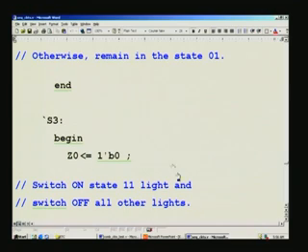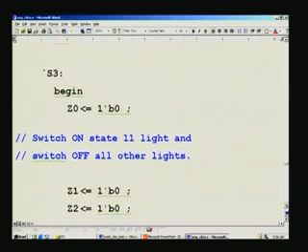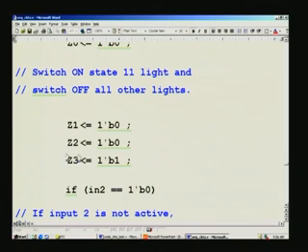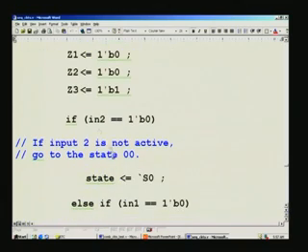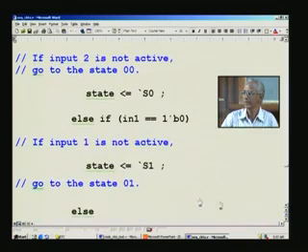So, it is similarly processed for S3 state. Once again that LED is on, and once again you look for the into input, and based on that you go either to S0 or S1.